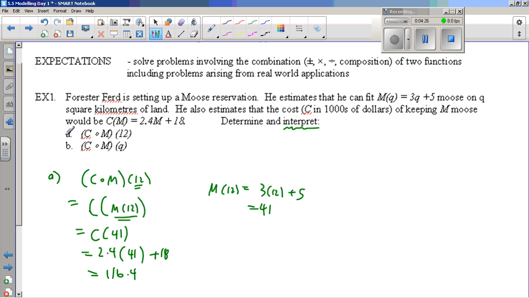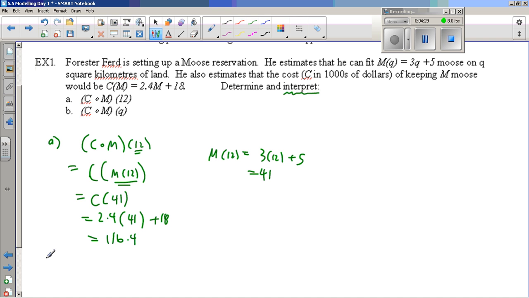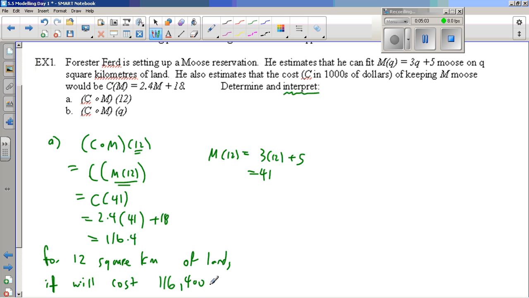12 square kilometers of land. So for 12 square kilometers of land, what's the output? Well, the output, C, is the cost. It will cost $116.4, thousands of dollars. So, comma, 00, thousands of dollars. Hang on.